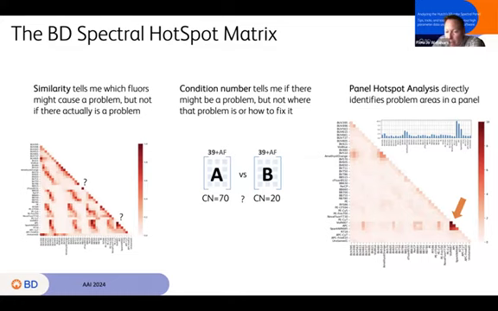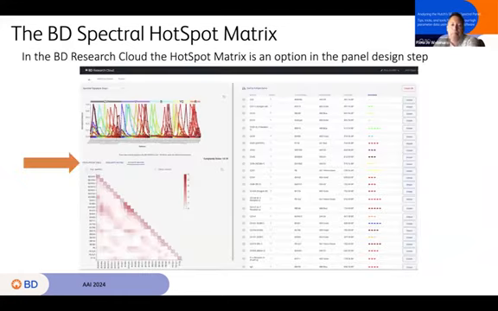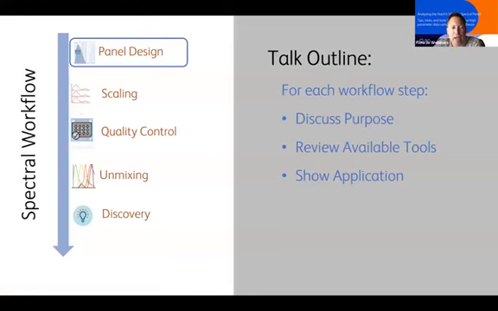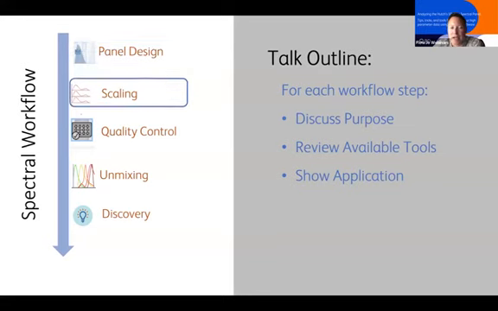And we know that we've got a handful of dyes that we could look at to try to optimize our panel and get a successful result, and we're getting up to large numbers like 50 colors. Okay. To access this tool within the BD Research Cloud, once you pair the reagents that you're interested in, there is just a choice for hotspot matrix that you can pick to display it. Okay. Moving on to scaling.